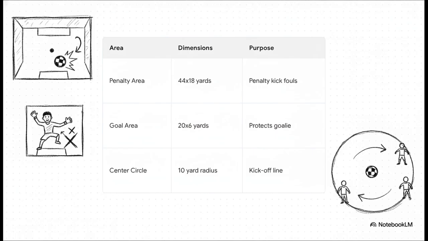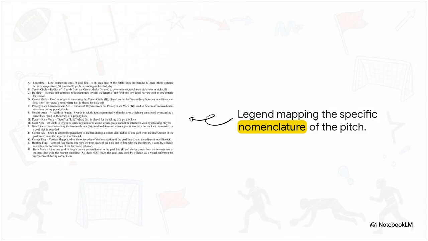Take the penalty area, right there at the top, 44 by 18 yards. That exact dimension actively shapes player behavior because any direct kick foul inside that specific area triggers a high-stakes penalty kick. And right below that, the goal area, 20 by 6 yards. That's a protected zone where the goalie absolutely cannot be interfered with. Even the center circle has a strict 10-yard radius just to control exactly how close opponents can get during a kickoff. Every single part of this field has a specific name and function in this nomenclature.